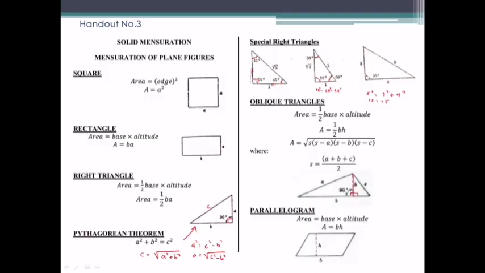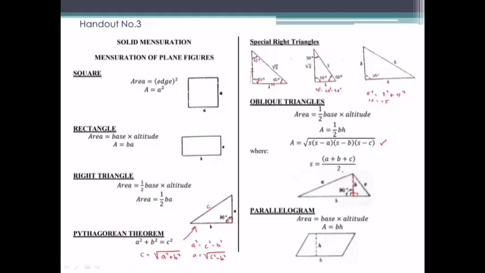Since this side is not known, suppose we have the sides as A, B and C, we are to follow Heron's formula, wherein area is equal to the square root of S times S minus A, so A is this side, times S minus B, this side is B, and S minus C, wherein this S is equal to A plus B plus C over 2.